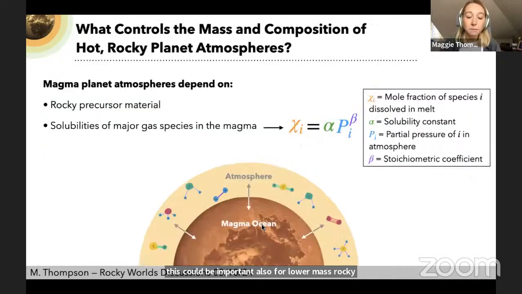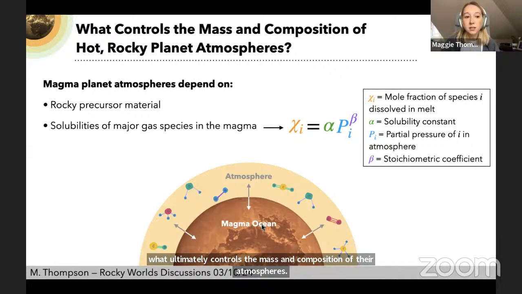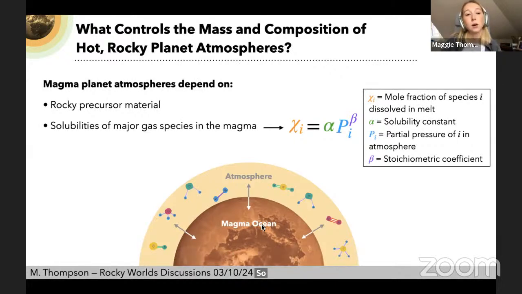Okay, now going back to these magma worlds, what ultimately controls the mass and composition of their atmospheres? So, of course, outgassing is important. One of the key things that will control what these planets are made of is the rocky precursor material that actually went into building this planet. That will have a dominant influence on what species degas from the magma ocean.